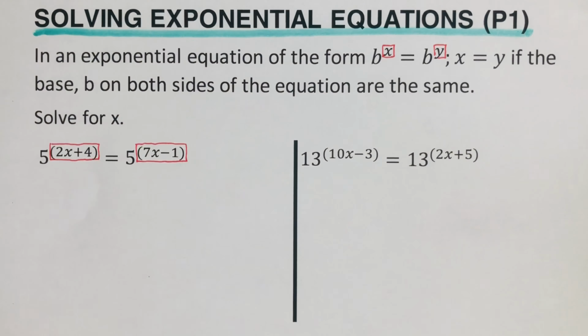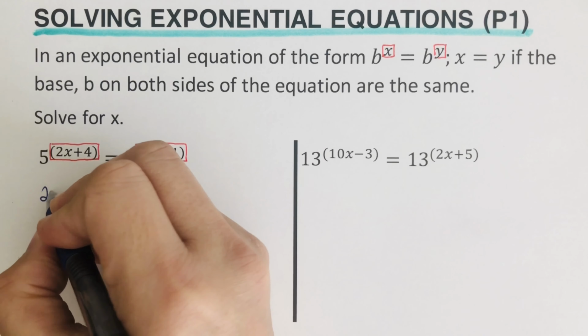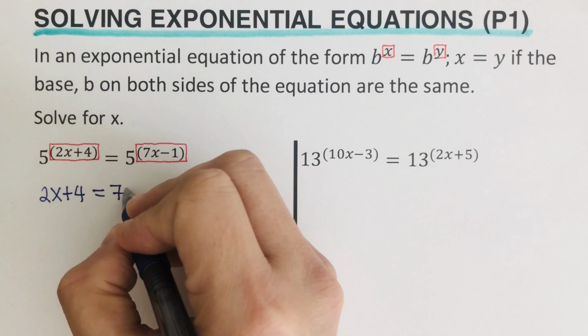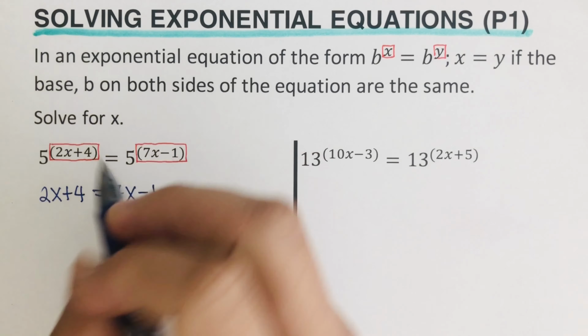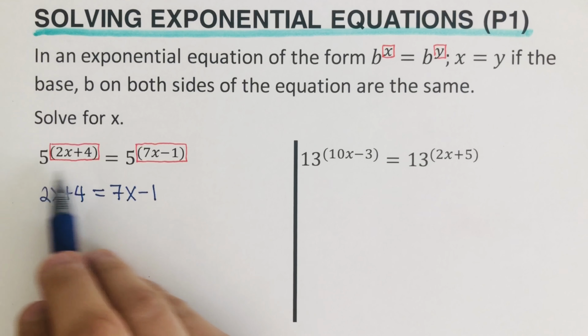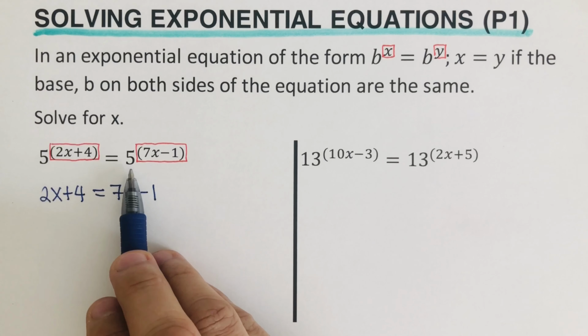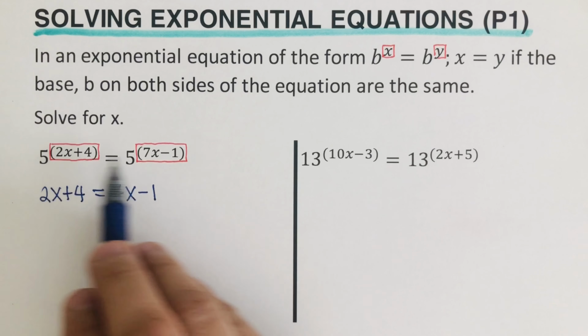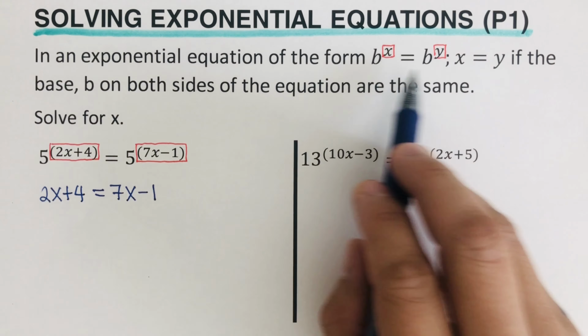So then, in order to solve for x, this would be 2x plus 4 is equal to 7x minus 1. Again, we can do this because they have the same base. So both of them are 5. If this one is not 5, then we cannot make use of this concept that we have here.